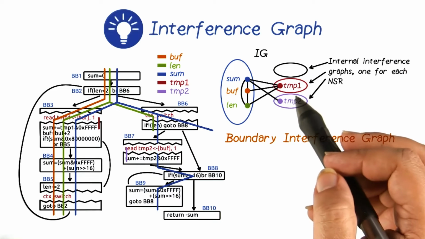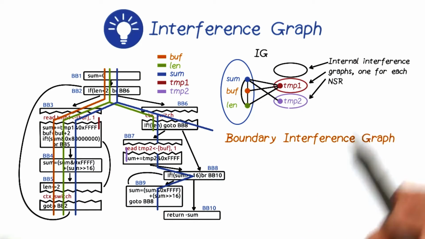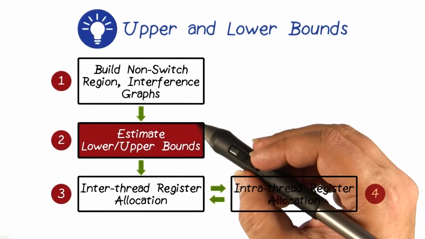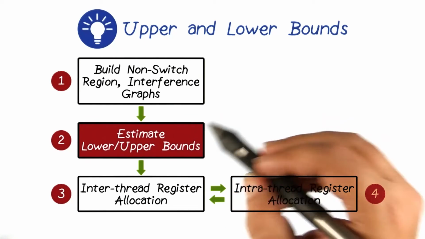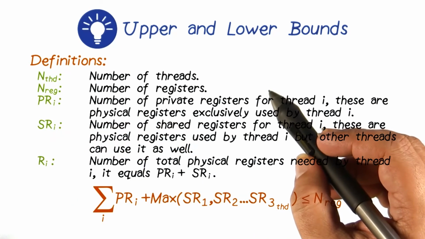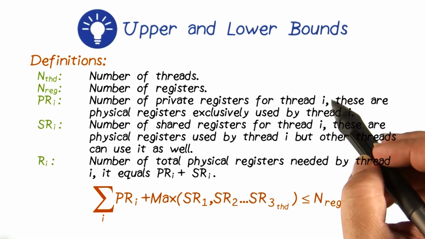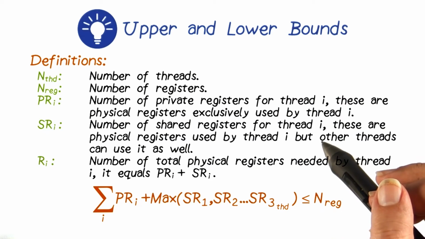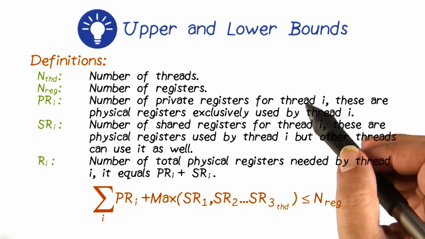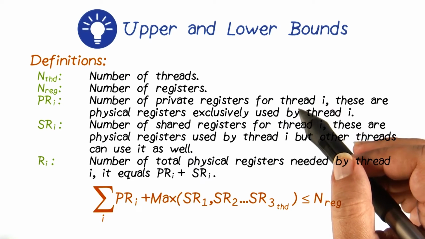Now, after building such a representation, what do we do next? We go to the next step here, which is to estimate lower and upper bounds on the number of registers that we need. Now here is some simple formulation which is introduced here to determine the lower and upper bounds in terms of the number of registers that we need. So what we have is the total number of threads here. We have the total number of registers, and then we have come up with some estimate of the number of private registers we need for each thread.